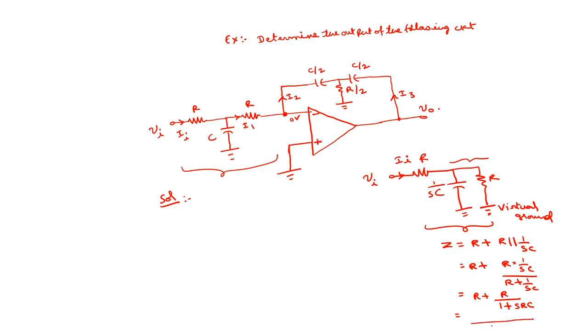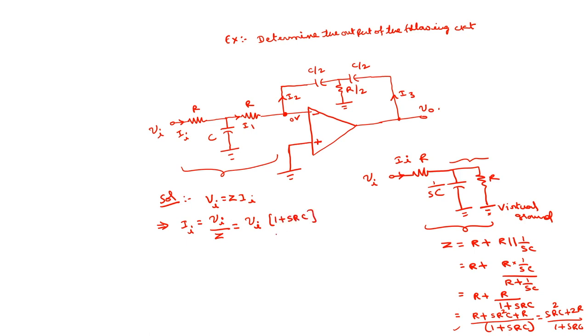Taking 1 plus SRC as the LCM, this is R plus SR square C plus R. This is equal to SR square C plus 2R divided by 1 plus SRC. This is the total impedance of the circuit, and we know that VI is equal to Z times II, which implies II is VI by Z. The numerator becomes the denominator and the denominator becomes the numerator: VI into 1 plus SRC divided by SR square C plus 2R. This is the expression for II.